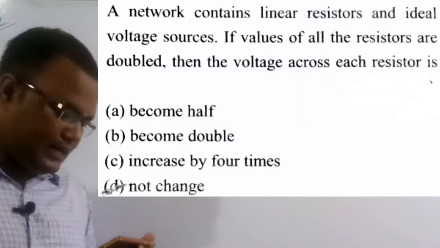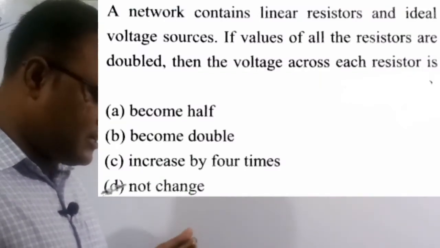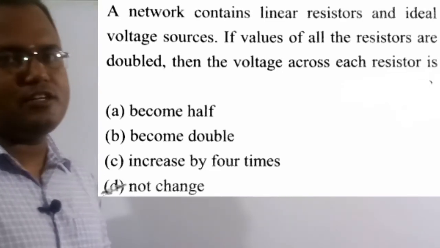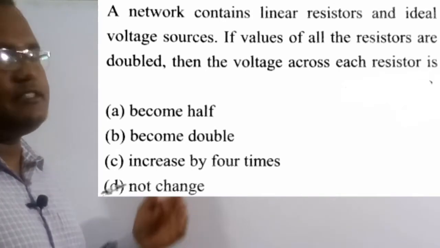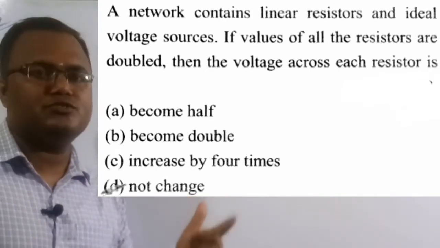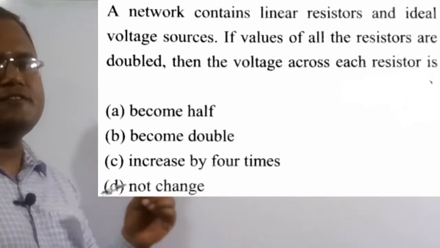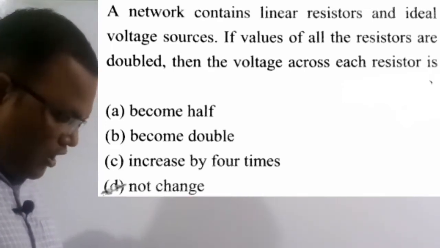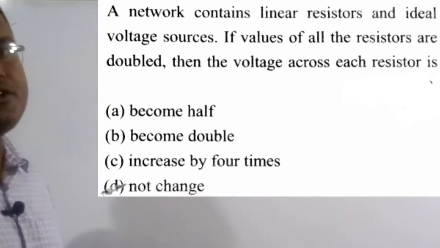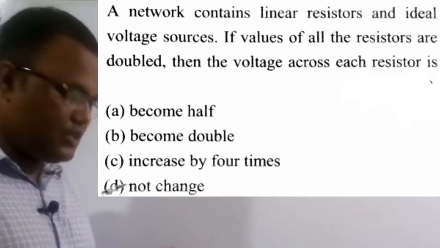Now we are going to solve the second question. A network contains linear resistors and ideal voltage sources. If values of all the resistors are doubled, then the voltage across each resistor will be? So there is a network which contains ideal voltage sources and a lot of resistances. If the resistance of every resistor is doubled, what will be the voltage across each resistor? Out of the four options, option D, not change, means the voltage is not going to change. So this is the correct solution of this question, which is option D.